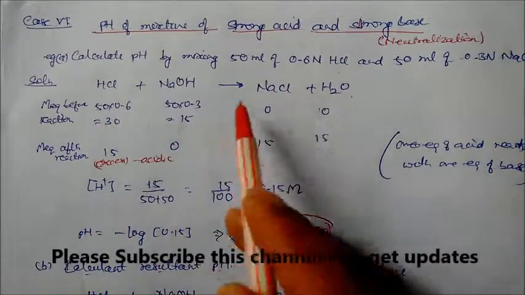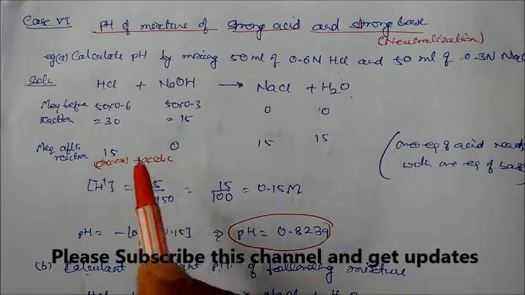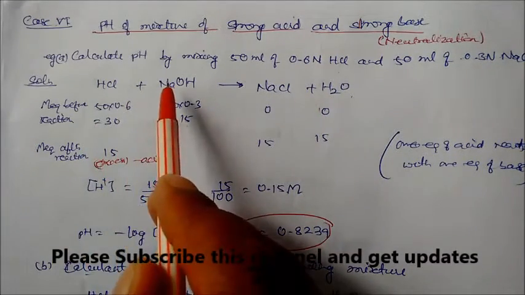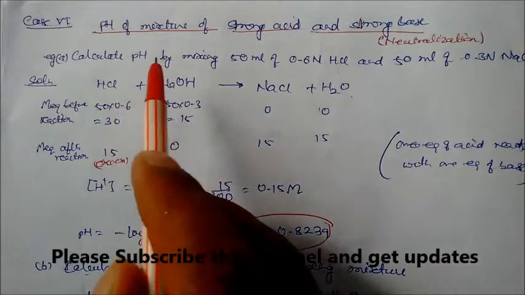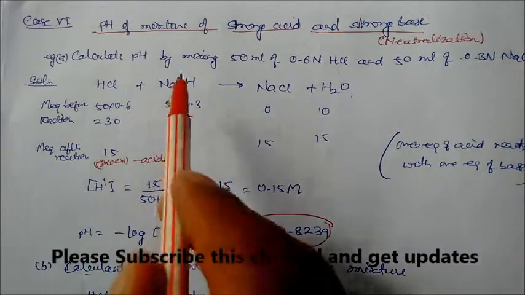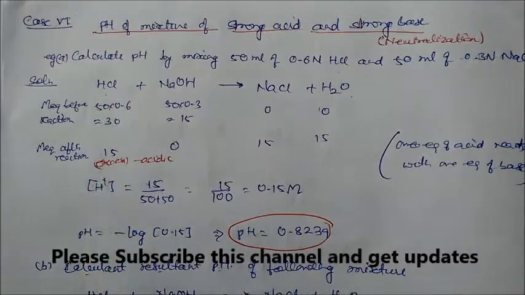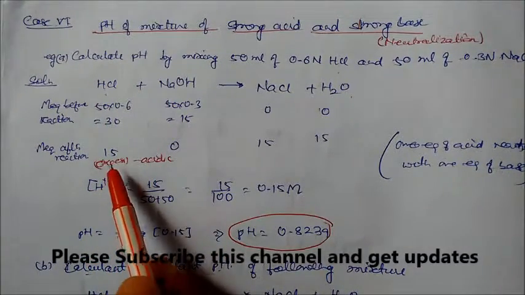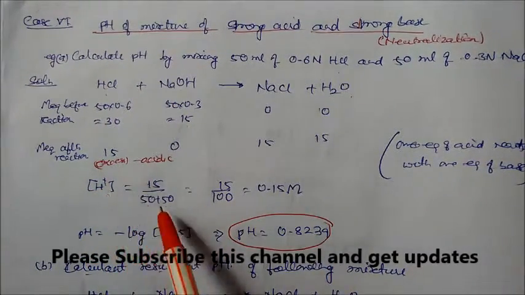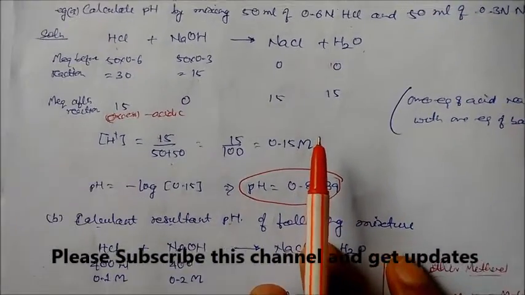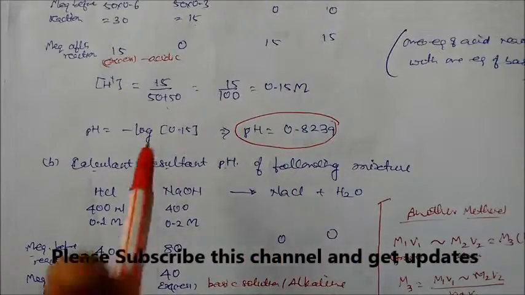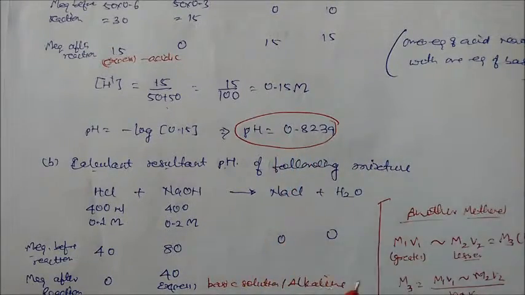So this whole solution will be acidic, because the equal amount of acid is reacted by the equal amount of base. That is, one equivalent of the acid always reacts with one equivalent of the base, or the number of equivalents of the acid react with the number of equivalents of base. So now we know the concentration of H plus is 15 by 100, so this is the molarity, and pH is equal to minus log of 0.15, so you will get pH equal to 0.8239.